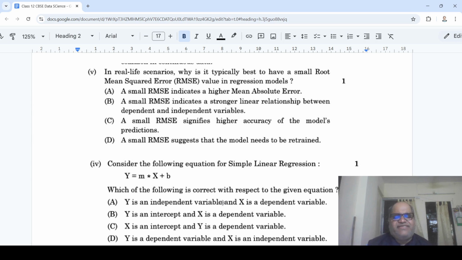A small RMSE suggests that the model needs to be retrained. No. If it was a big RMSE, then your fit has been poor, and that might have asked you to retrain.